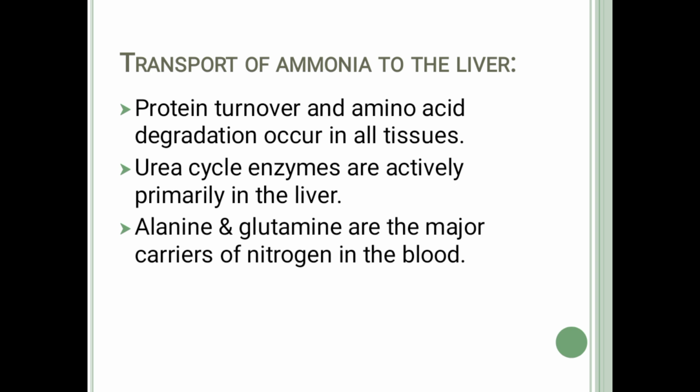So in this process of transport of the amino group, nitrogen, which will be released as ammonia or ammonium from the peripheral tissues to the liver, needs to be handled properly. That is usually done by two amino acids. One of them is alanine and the other is glutamine. Alanine and glutamine are the major carriers of nitrogen in the blood.